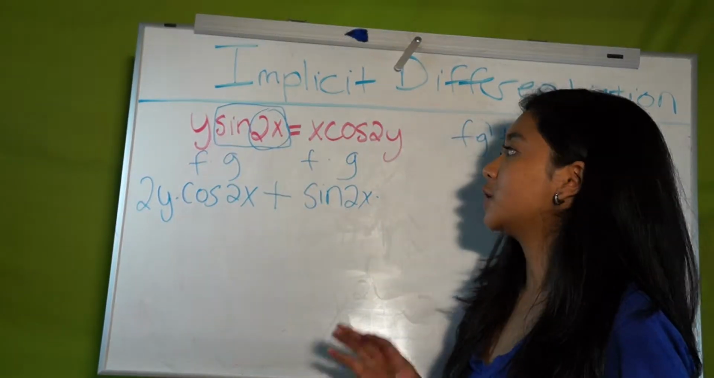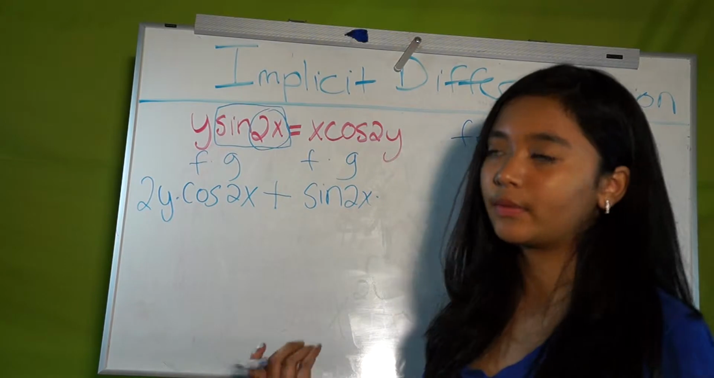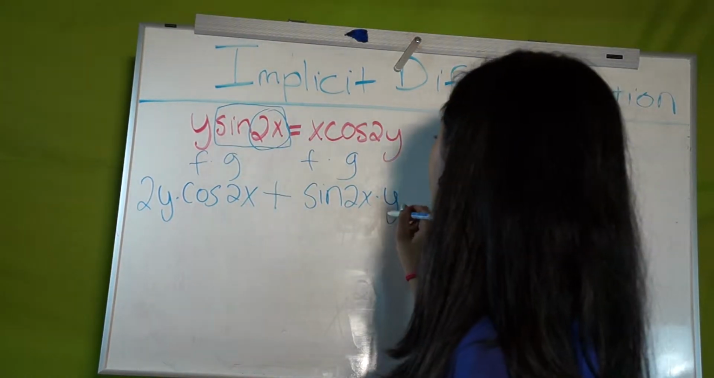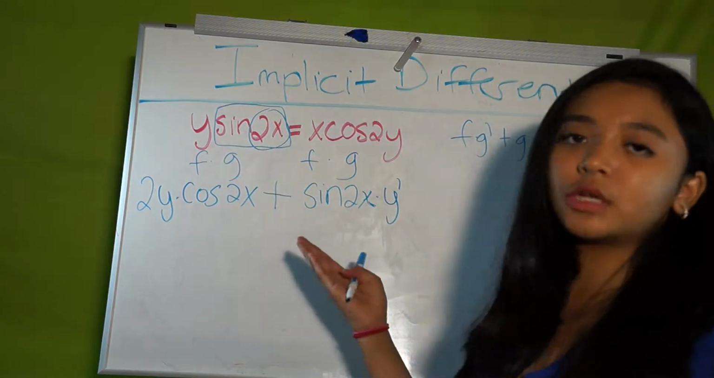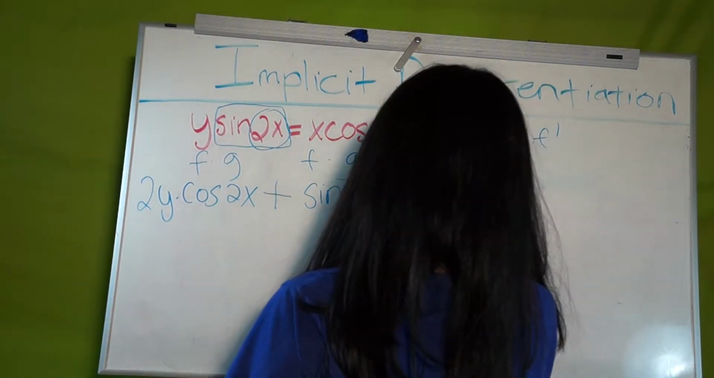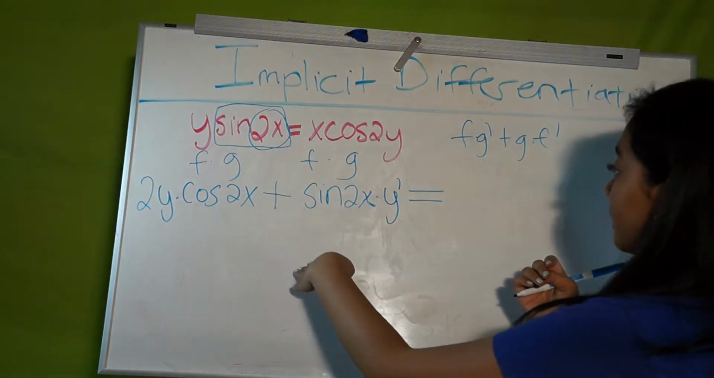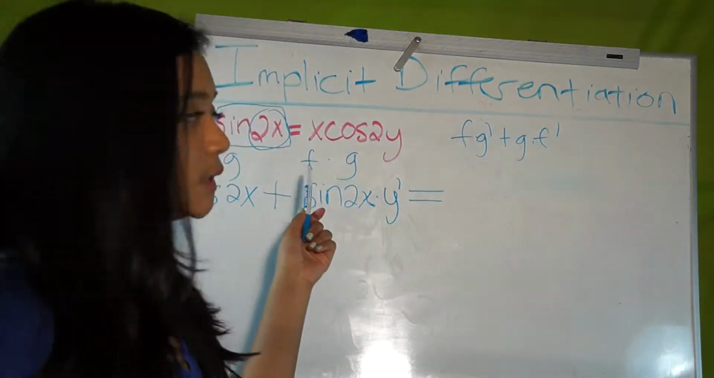Because if we're differentiating with respect to x and we solve for y prime, this is going to be our y prime. Since we have that done, let's move on to this one.